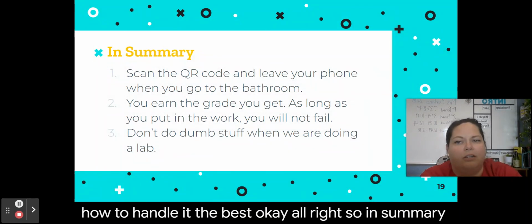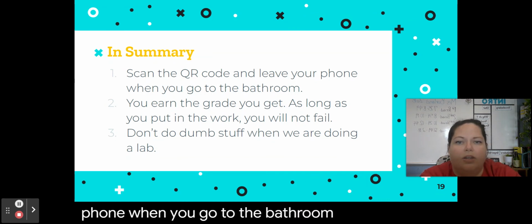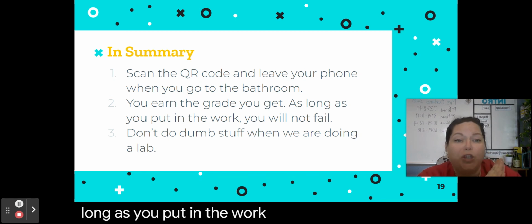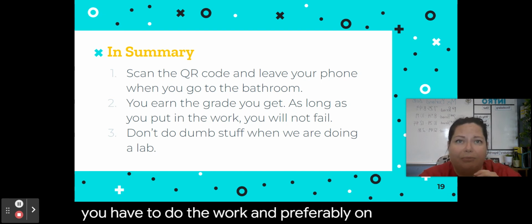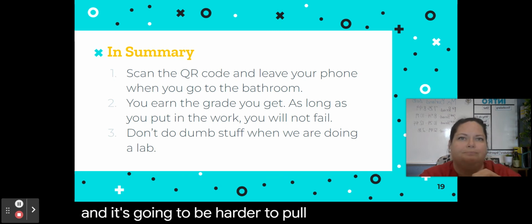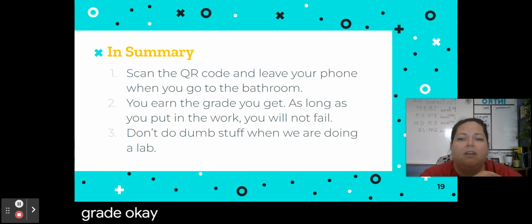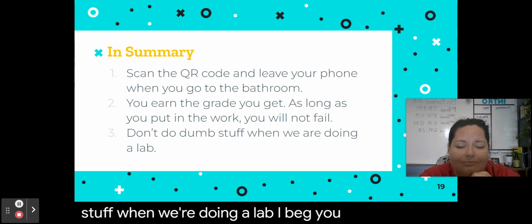All right. So, in summary, you're going to scan the QR code and leave your phone when you go to the bathroom. You earn the grade you get. I promise you guys, as long as you put in the work, you will pass my class. But you have to do the work, and preferably on time, because the longer you wait, the lower that grade goes. And it's going to be harder to pull it up. Turning in something is better than nothing. Those zeros kill your grade. And then last but not least, don't do dumb stuff when we're doing a lab. I beg you. Just use those brains. I know you got them.